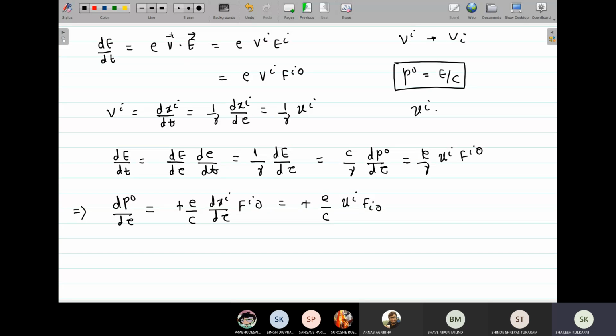Then I have to put a minus sign here. But Fi0 is nothing but F0i. So it will be minus of F0i. So it will be plus E by C UI F0i. So this is the relation for the zeroth component of 4 momentum. Okay, clear?